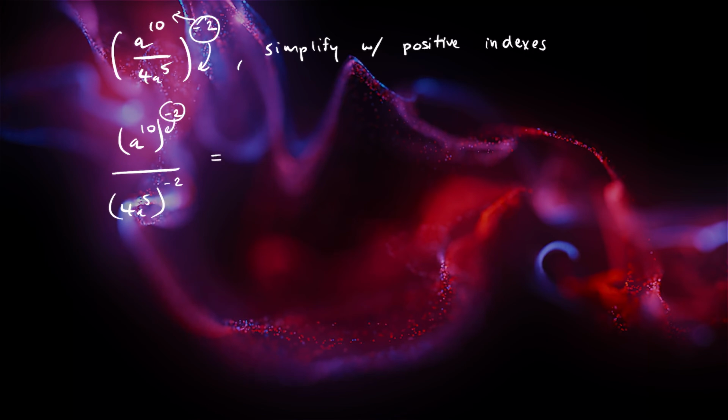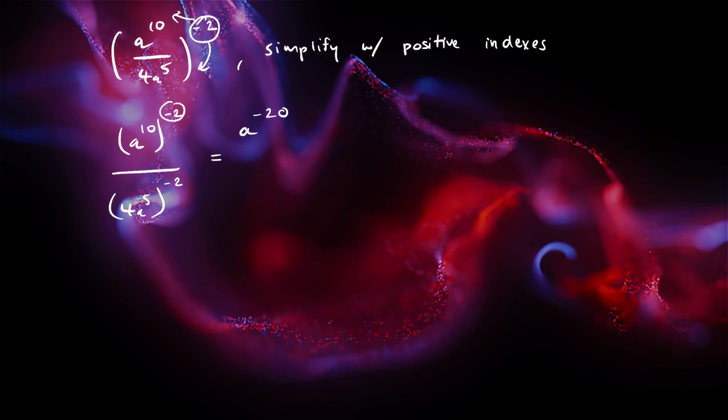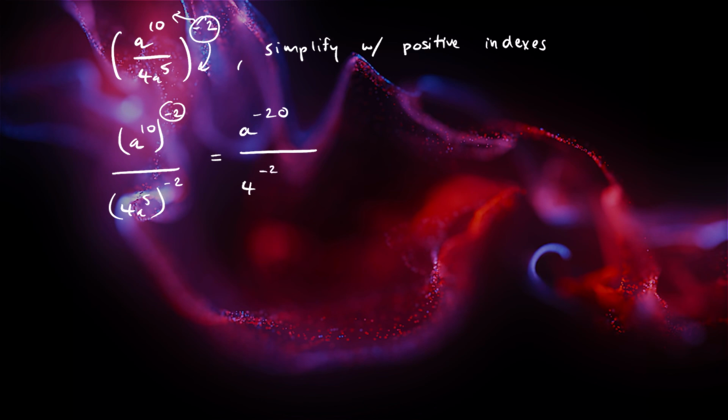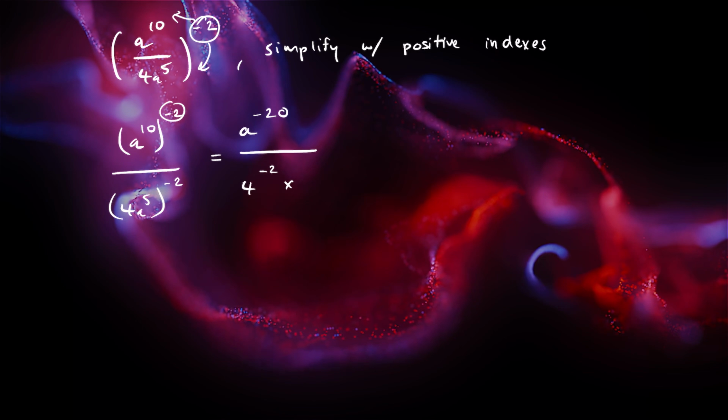Now if we distribute these powers out onto both the numerators and the denominators, 10 multiplied by negative 2 will give me a to the power of negative 20, because when we raise an exponent to another exponent, we multiply the exponents together. This is over 4 raised to the power of negative 2, because remember 4 is not a term, it's actually a constant. So 4 to the power of negative 2 multiplied by a to the power of 5 raised to the power of negative 2, which is the same as a to the power of 5 multiplied by negative 2. So that will give me a to the power of negative 10.